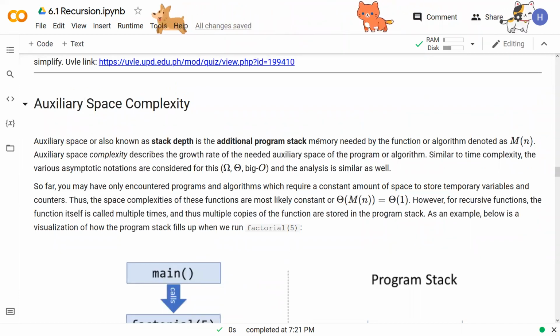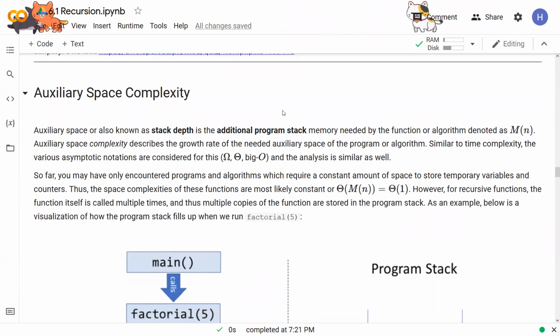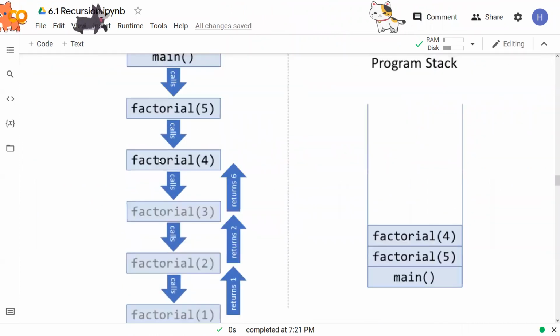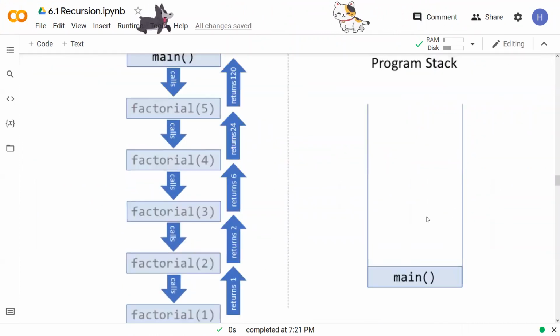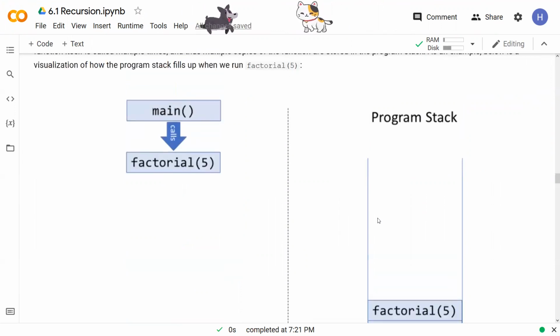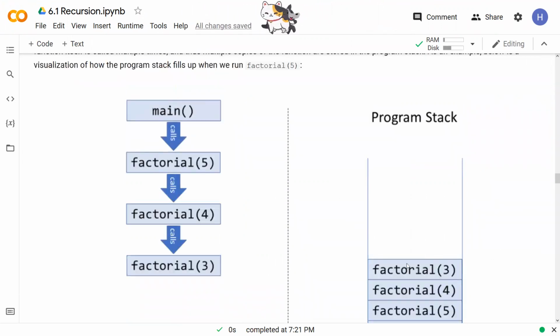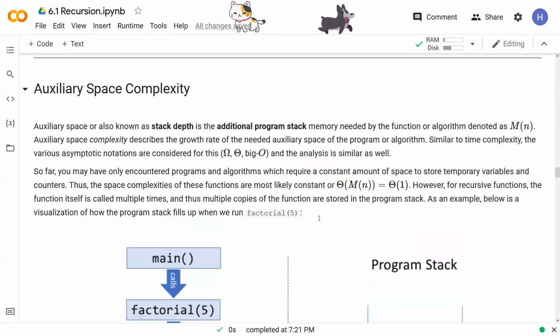So most probably for your previous na algorithms na encountered, yung mga sorting, etc., usually wala naman na silang additional space na kailangan. But recall, for recursive functions, whenever we call an additional function, nagpapatong-patong to sa ating program stack. So tumataas yung memory na kailangan natin.